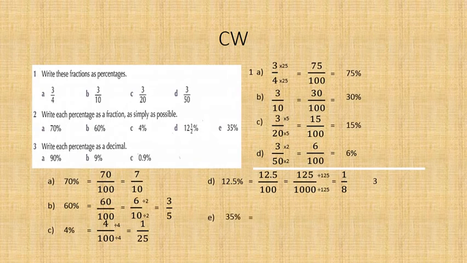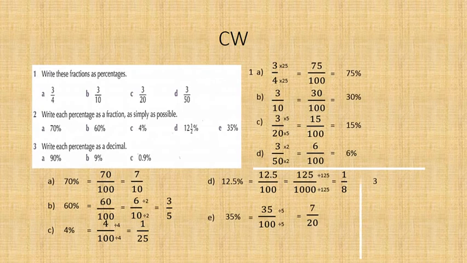Okay, so question number E, 35%. It's going to be 35 over 100. So I'm thinking of a number to divide 35 and 100 by. It's 5. So think about the divisibility rules; you will find 5. So 35 divided by 5 is going to be equal to 7, and 100 divided by 5 is going to be equal to 20. And if you think about it here, you will not find any common factor between 7 and 20. So this is the simplest form for this fraction.